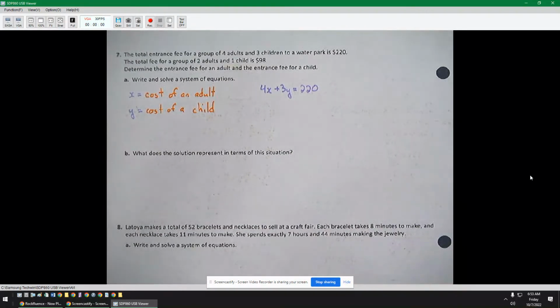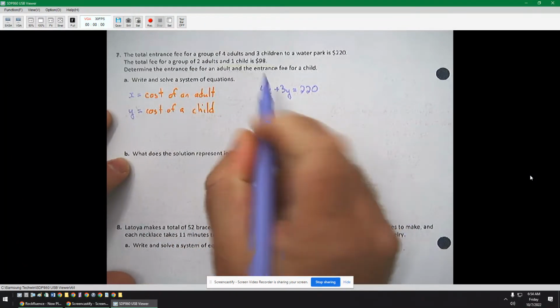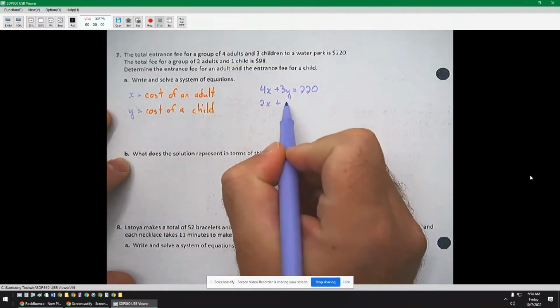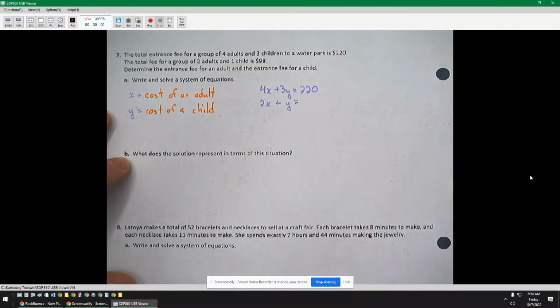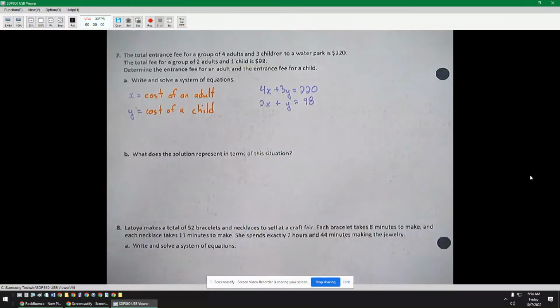I'm going to give you 10 seconds. I would like you to try to write the second equation, or you could hit pause. Okay, let's see how you did. 2 adults, so that would be 2 x's, plus 1 child, that would be a y. You could put the 1 in front of it, it helps you understand it better. Add up to a total of 98. Okay, so that's the tough part.